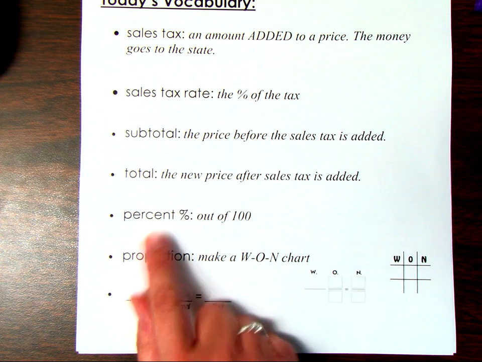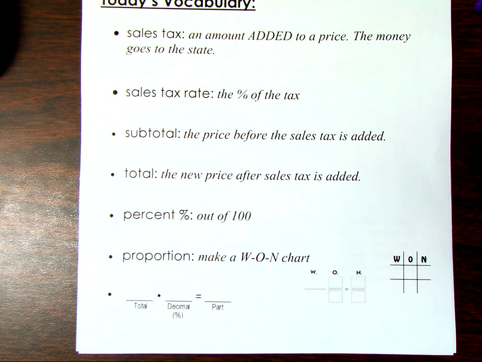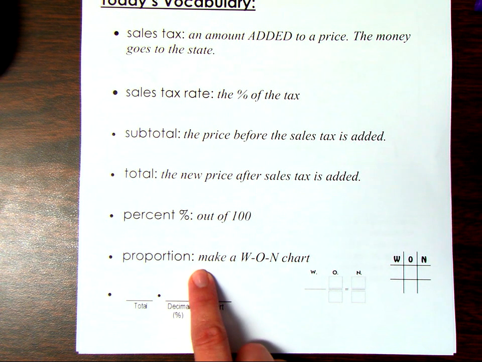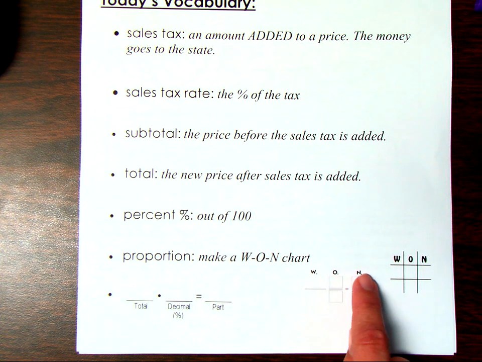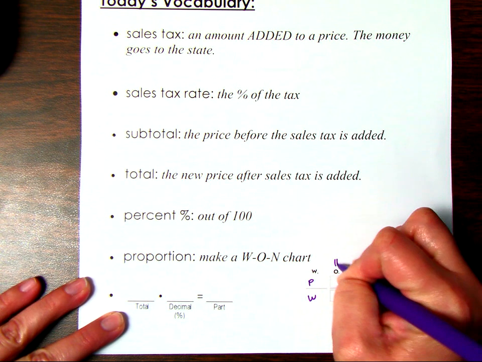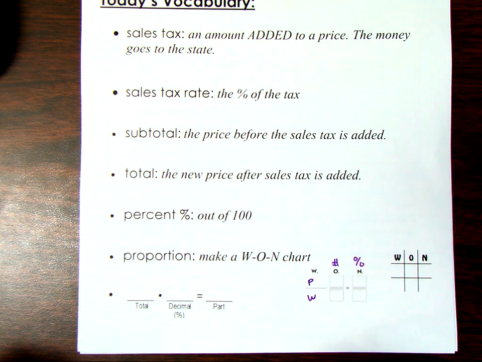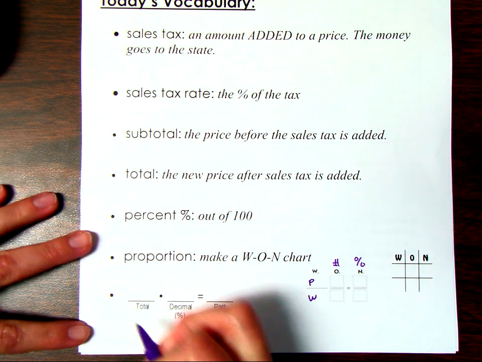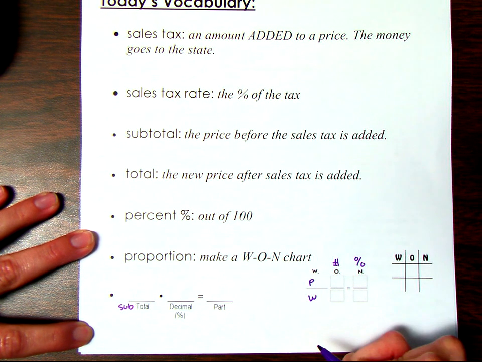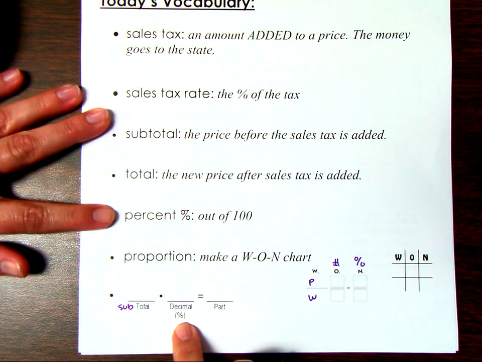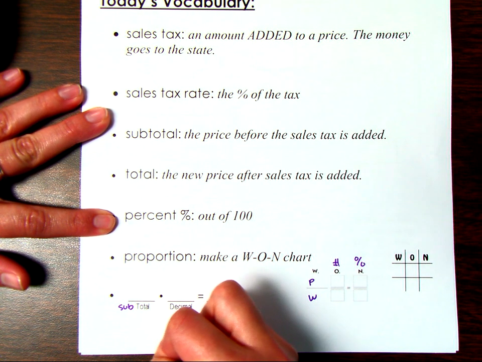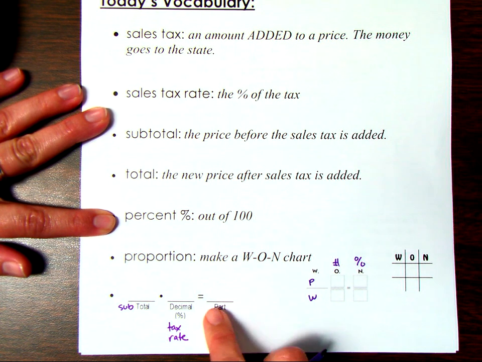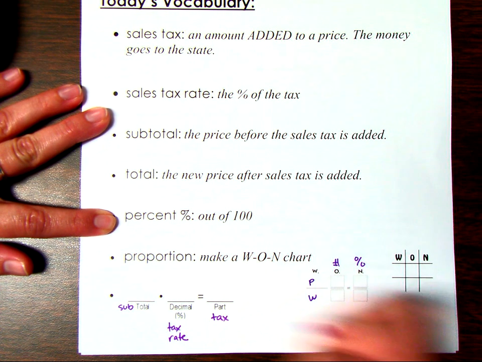So again, we talk about percents, and that is going to be out of 100. So we could find the percent of our sales tax by making a one chart, words, original, new, ratio. And then we can do part, whole, numbers, percent. Or the second way that we could do that is we could take the subtotal, multiply by the decimal form of the percent, and that's going to be the actual tax itself.